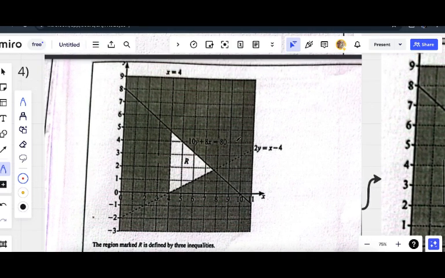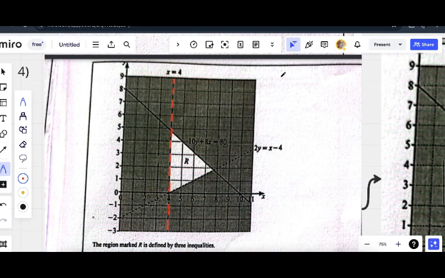If you look at the first one, there's a broken line here. Maybe it's not conspicuous enough, but I can show you, there's a broken line here which passes through 4. Let me show you, the broken line. A dash line represents less than or greater than. A solid line represents less than or equal to, or greater than or equal to.